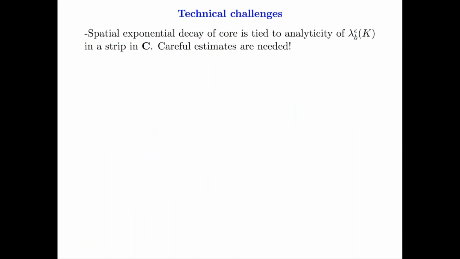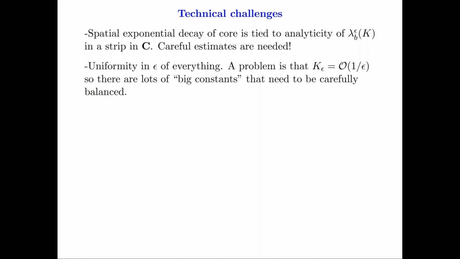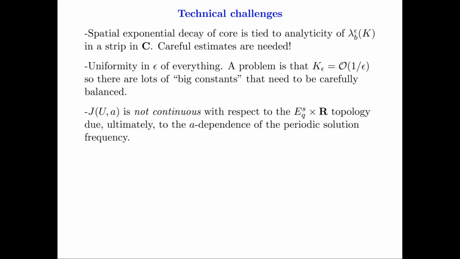Let me just talk about some of the technical challenges, and then we'll be done. The spatial exponential decay of the core is tied to the analyticity of the Fourier multipliers. And so you really need to understand the Fourier multipliers very well. So you spend a lot of time doing what is essentially differential calculus with this funny operator. It's not so hard, but it takes a lot of time. You need uniformity in epsilon of everything. One of the things that I didn't really get into here is that this critical frequency k epsilon is large in epsilon. And so that creates large constants that pop out in various places. Fortunately, every time you have a large constant, it multiplies something that's small. So it all works out, but there's many places where you think that you're doomed, but then you get lucky.